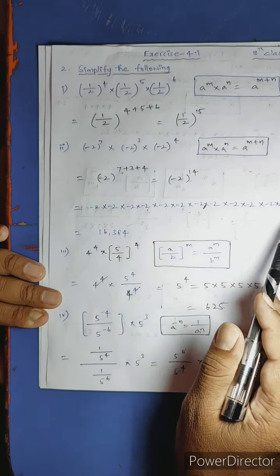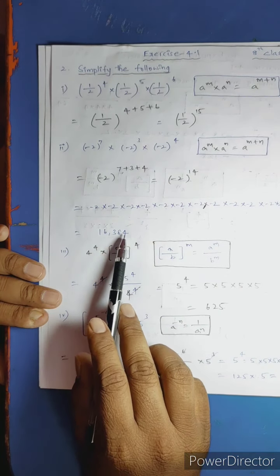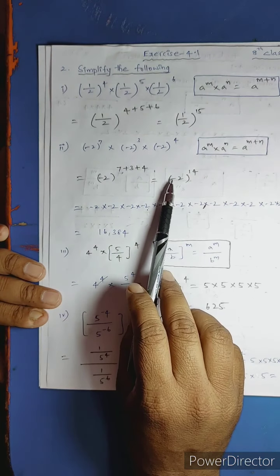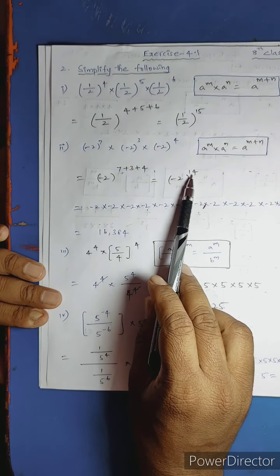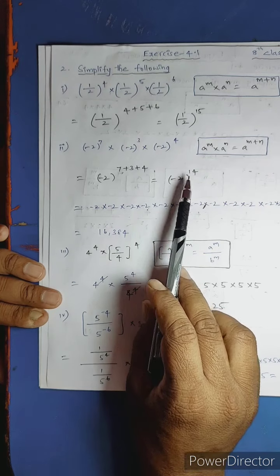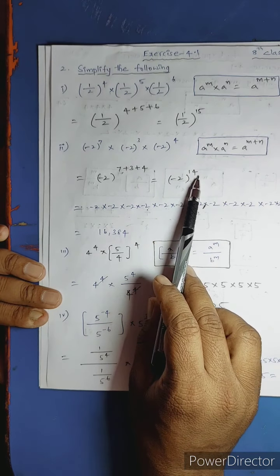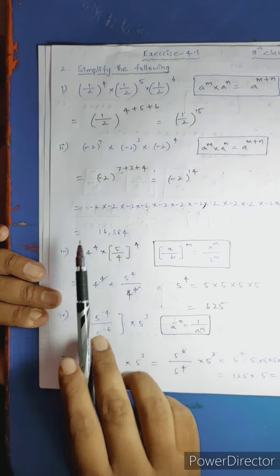So 128 into 128 is 16,384. How many times minus? 14 times. 14 is an even number. So minus even times gives plus.